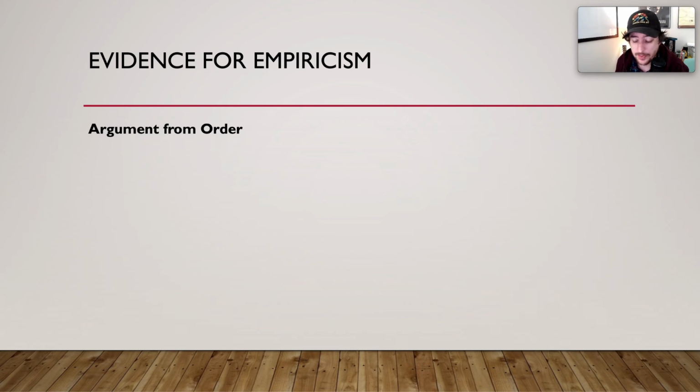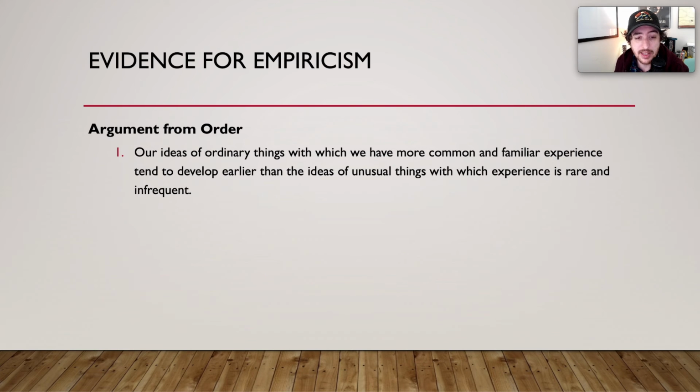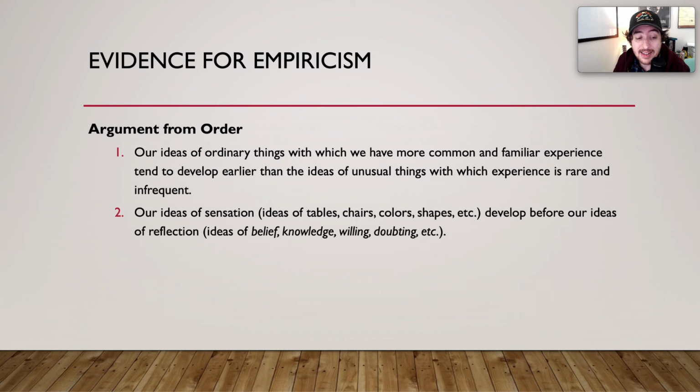So let's put this argument together. The idea is, our ideas of ordinary things with which we have more common and familiar experience tend to develop earlier than the ideas of unusual things where experience is rare and infrequent. And moreover, our ideas of sensations, or ideas of tables, chairs, colors, shapes, those seem to develop in children before the ideas of reflection, before they have any idea of a mind, a belief, knowledge, people wanting or desiring or doubting. They don't have those ideas until much later in their development.